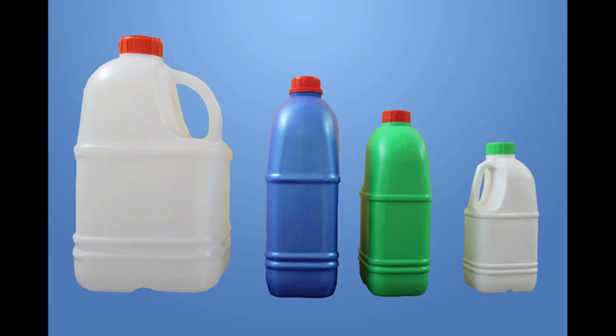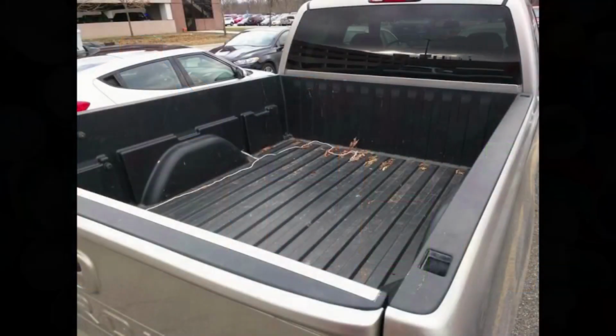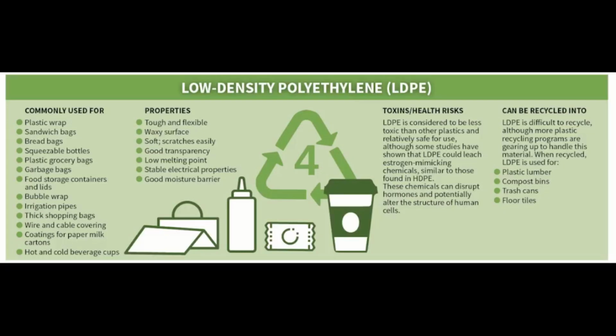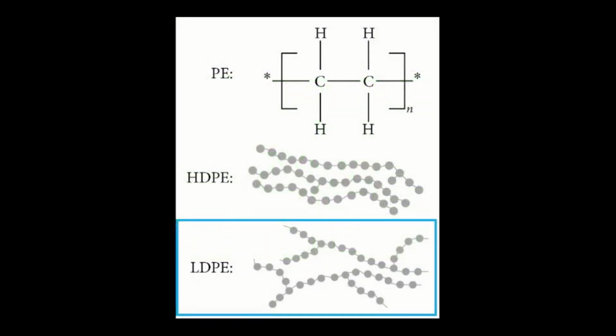HDPE bottles are often used to store chemical reagents and commercially sold chemicals. Other examples of HDPE are shampoo bottles, milk jugs, truck beds, and the caps of most bottles are made out of HDPE. Plastic number 4 is low-density polyethylene. Some properties of LDPE are its waxy surface, low melting point, and its ability to stretch and flex. It's distinguished from HDPE by the branching of the polyethylene chains, making the chains packing less dense.